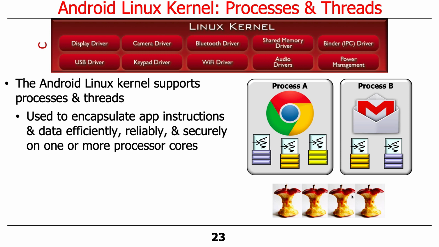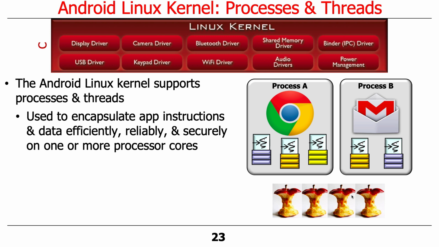The purpose of having processes and threads in the operating system kernel is to be able to encapsulate application instructions and data in a way that's efficient, reliable, and secure, so that the actual processing can be done on one or more of the processing cores. The diagram here shows little gray rectangles. We have two examples of them.